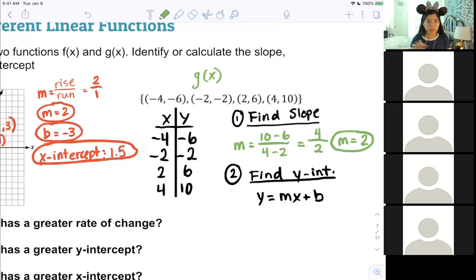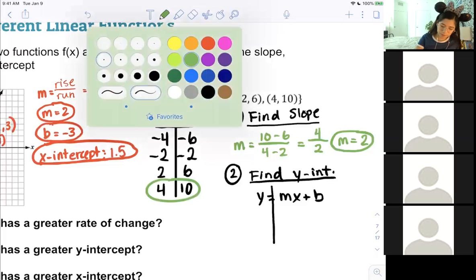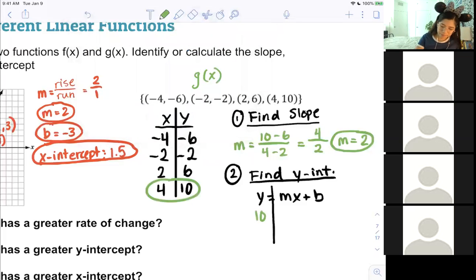All right, this is a place where you might make a mistake, because here you have to make sure that you're doing your positives and your negatives all correctly. So I plug in, what do I plug in for y? 10 goes in for y. What do I plug in for m? 2. What do I plug in for x? 4.